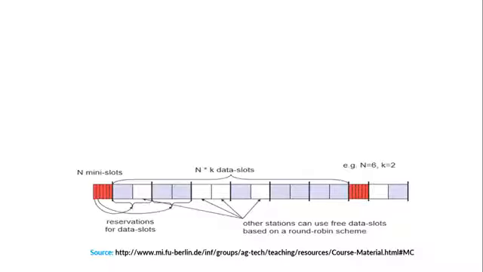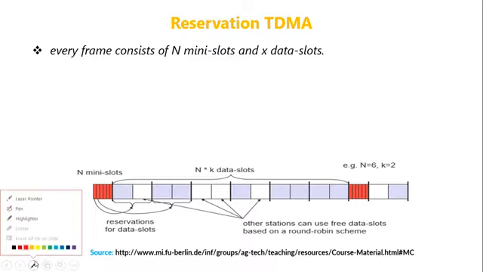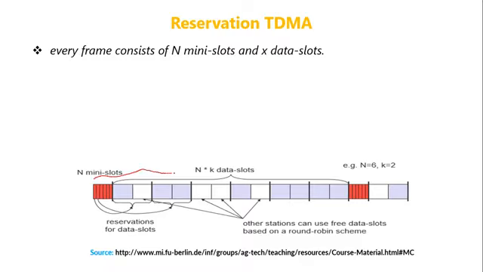So let us start with reservation TDMA. It is also one of the reservation schemes. Previously we have discussed a few reservation schemes like that. This is also one such reservation scheme. Here, every frame consists of n mini slots and x data slots. If you see this diagram, this is one frame.